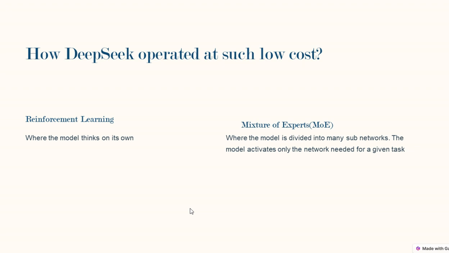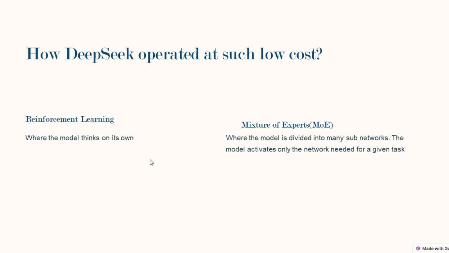The next question that was very common is, why is DeepSeek so famous compared to ChatGPT? It's because of its low cost, right? So how did DeepSeek operate at such low cost compared to ChatGPT? Now, the main reason is its architecture. As mentioned before, DeepSeek's architecture is based upon reinforcement learning and mixture of experts architecture.